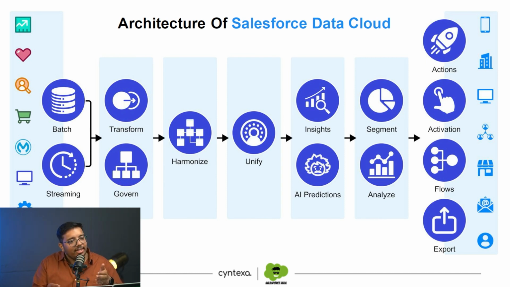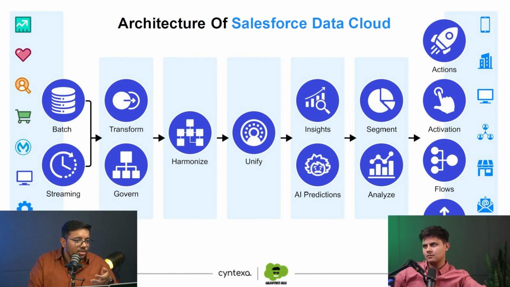And then we do activation on it. So basically what that means is you have gathered all the data, you have created insights, you have identified the next actions and the AI predictions. Now you want to actually take action accordingly. You want to actually put them to work. So you can either send that information to Marketing Cloud for the Marketing Cloud journeys and campaigns.